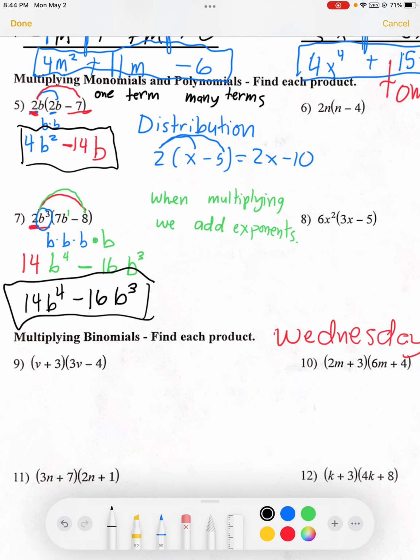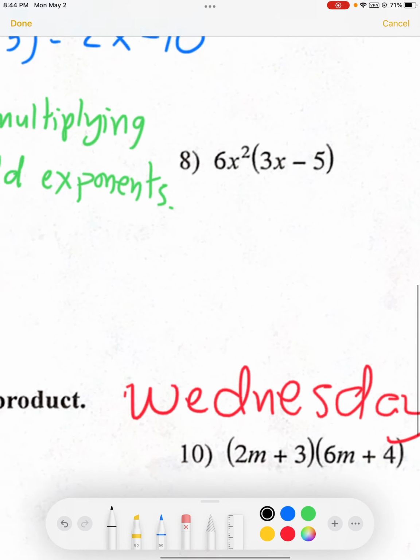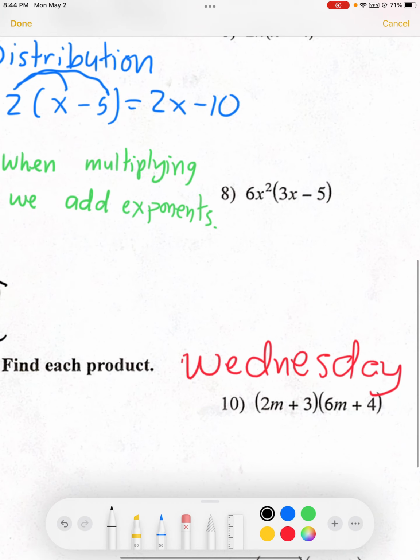I'm going to go do number 8 now, and then I'll round out with number 6. Because number 8 is a little bit more talking about what I think is the most difficult part of the lesson, which is this rule right here. When multiplying, we add exponents. So we have 6x squared on the outside, and we have 3x on the inside.